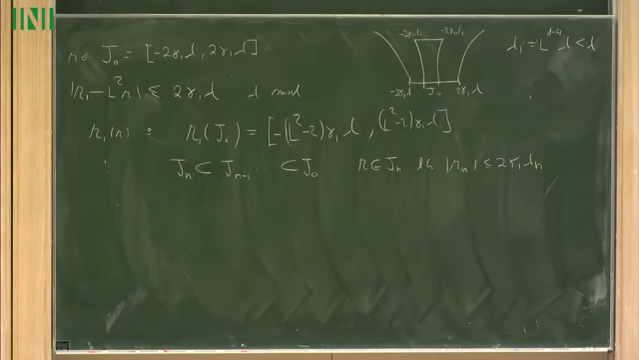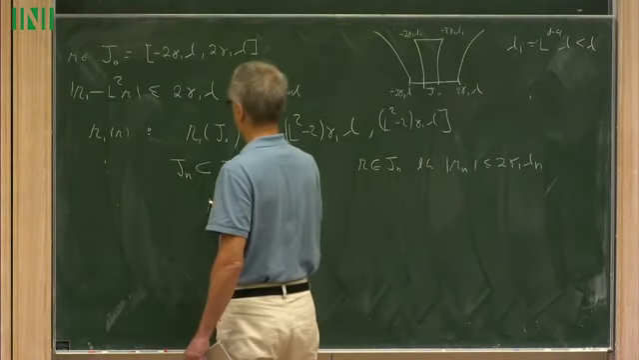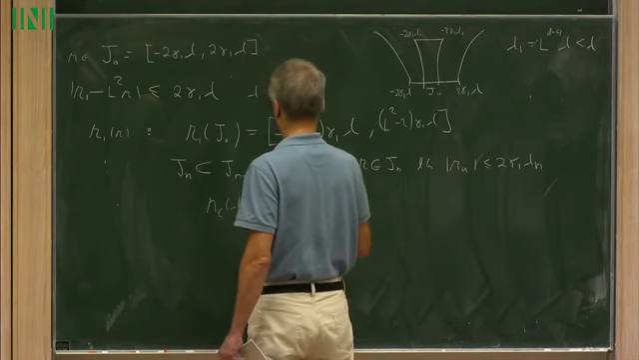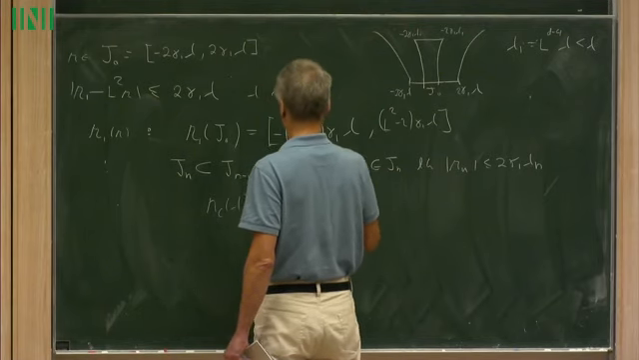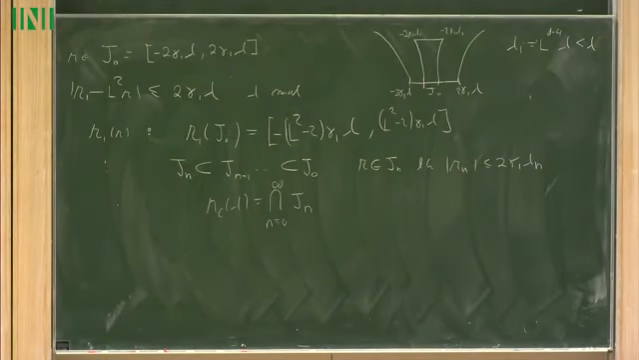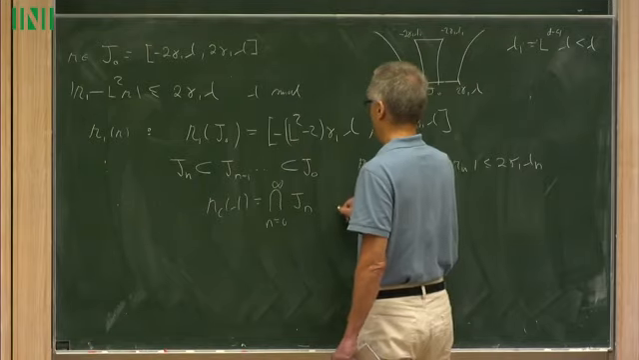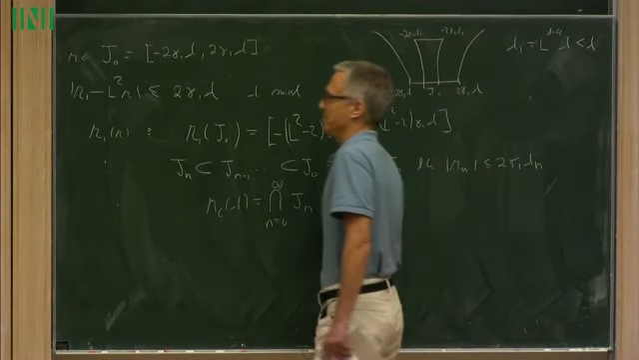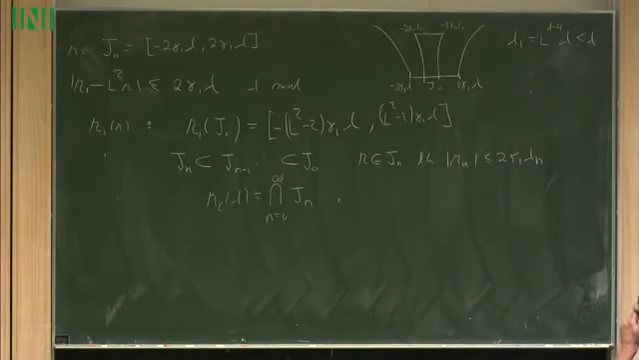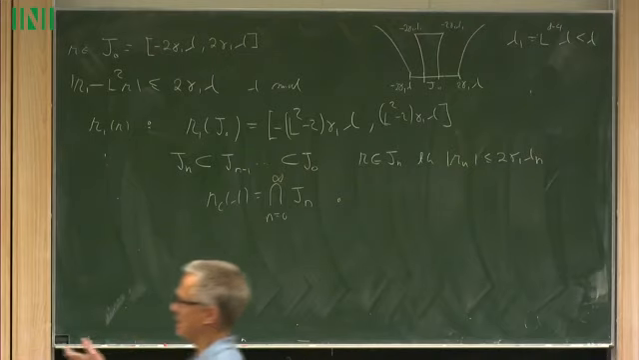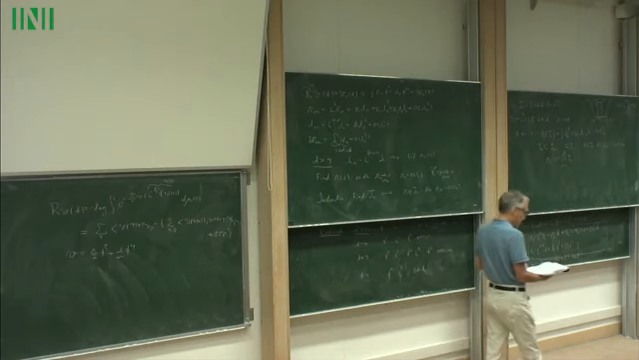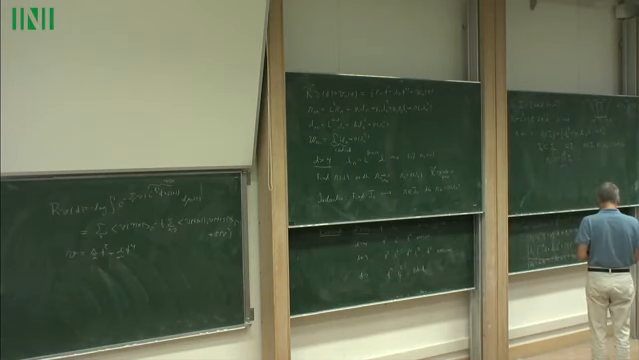So my R critical of lambda is just the intersection of all these intervals. And since they are closed intervals included into each other, it will be just a point. So that's the critical point. So that's the end of the proof. So it's very easy to find the critical points once you are in this irrelevant situation where the coupling constant, where the interesting terms go to zero, tend to go to zero.